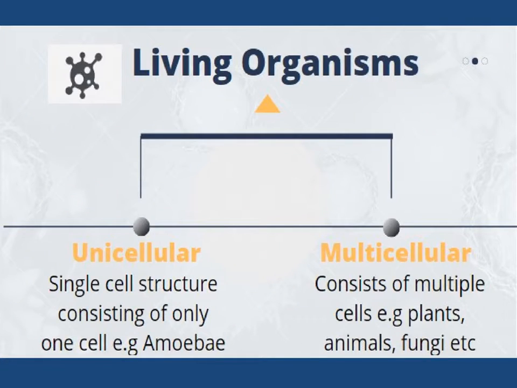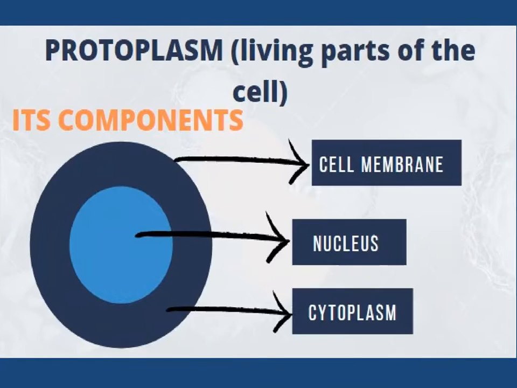Living organisms are broadly categorized into unicellular and multicellular organisms. Unicellular organisms possess a single cell structure consisting of one cell only, for example, amoeba. On the other hand, multicellular organisms consist of multiple cells, for example, plants, animals, and fungi.